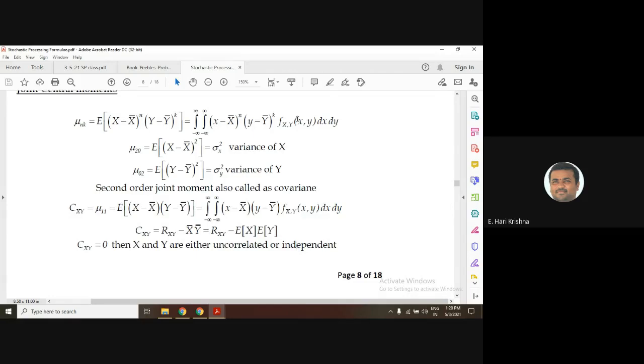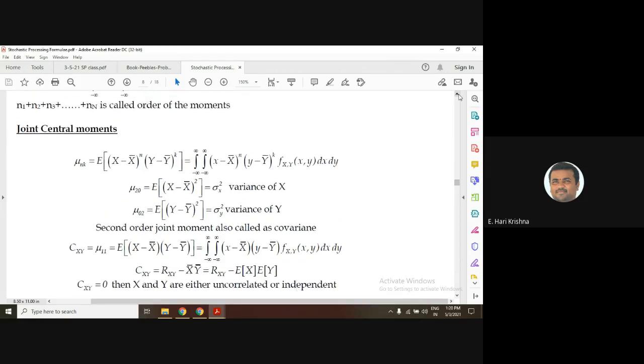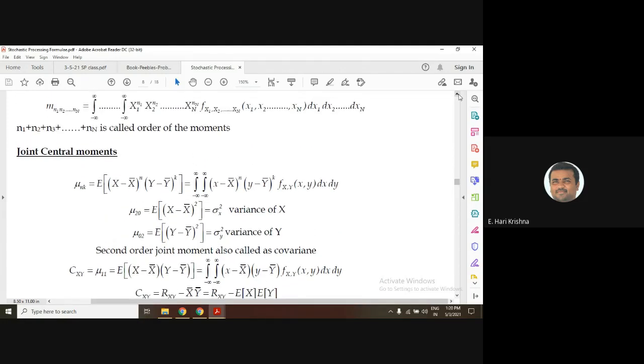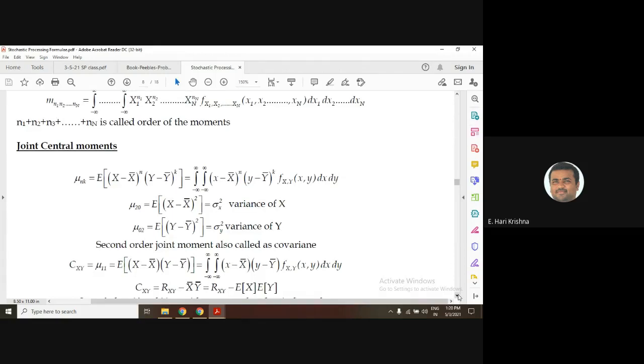Now, an interesting conclusion. I am commenting on the first one. Cxy is equal to Rxy minus E of x into E of y. Rxy is the expectation of xy, that is, expectation of x into y.